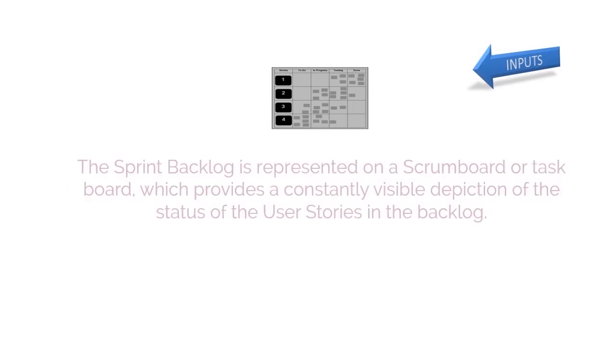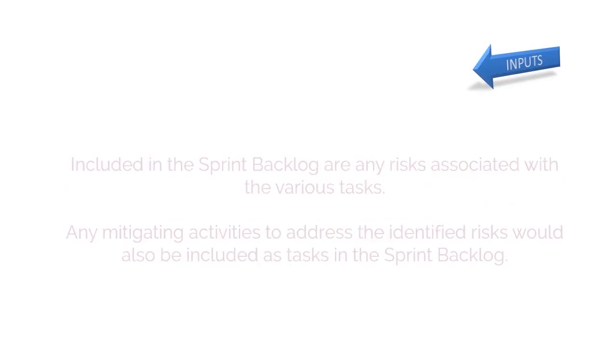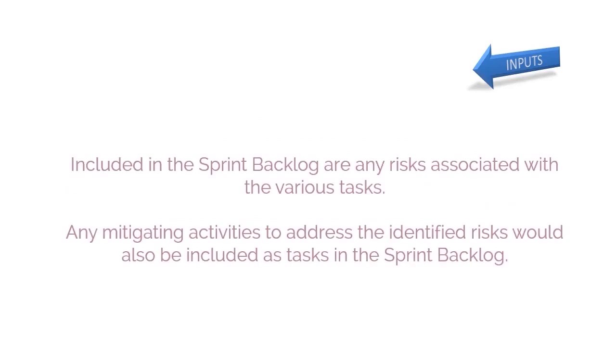It is common practice that the Sprint Backlog is represented on a Scrumboard or task board, which provides a constantly visible depiction of the status of the user stories in the backlog. Also included in the Sprint Backlog are any risks associated with the various tasks. Any mitigating activities to address the identified risks would also be included as tasks in the Sprint Backlog.